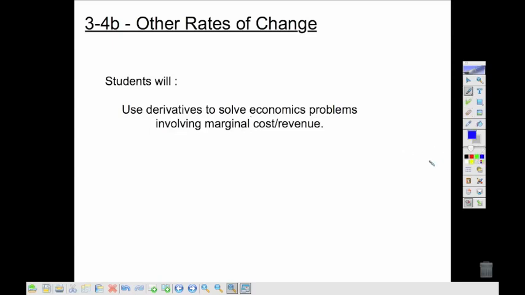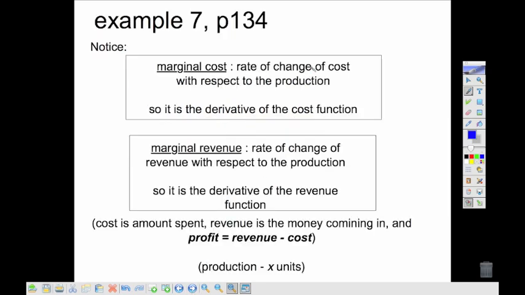In this next section, we'll be looking at other rates of change, primarily ones dealing with economics problems. So we'll be dealing with something called marginal cost and marginal revenue. Now, marginal cost basically is the derivative of the cost function, but what it's looking at is the rate of change of cost with respect to the production. One way we can think about this would be the cost of making one more unit.